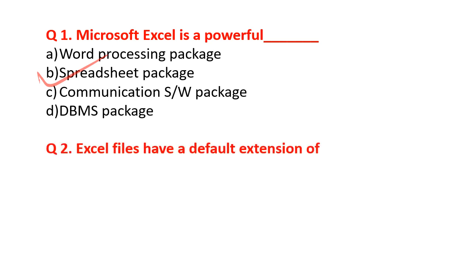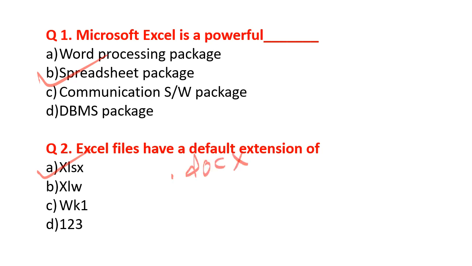Excel files have a default extension of dash. Here are the options. The right answer is, the first one is the right answer. Option A, XLSX. And what is the extension for MS Word? That is .docx. Now go to the next question.